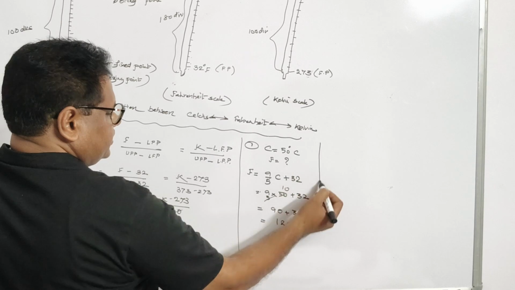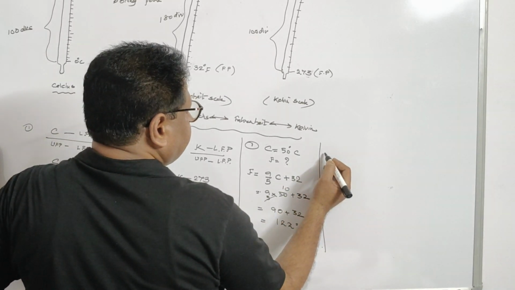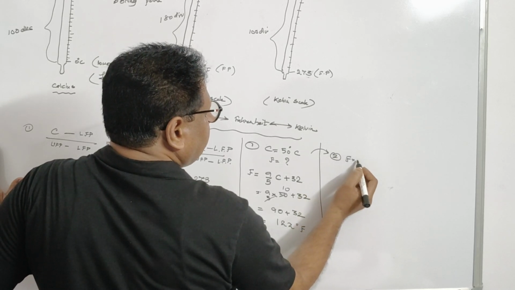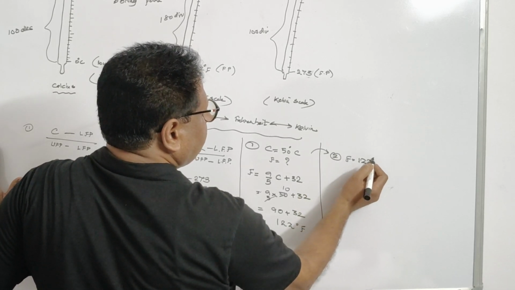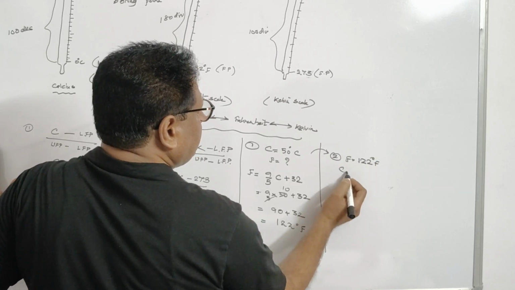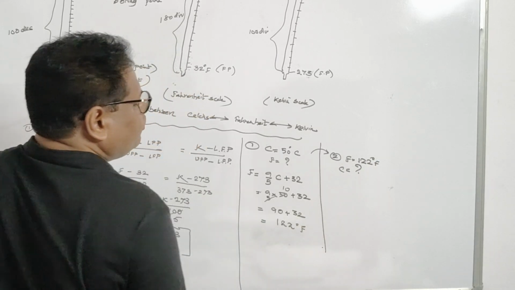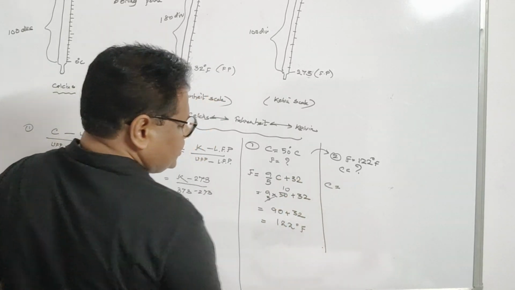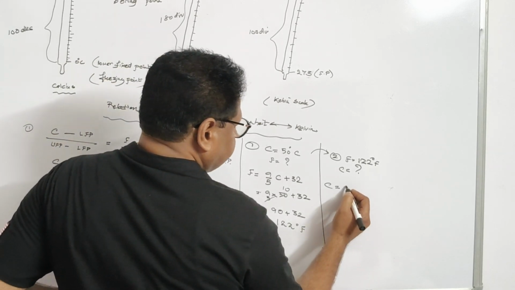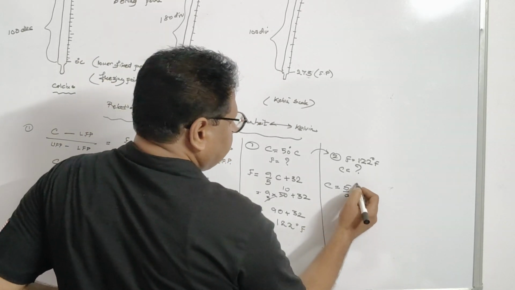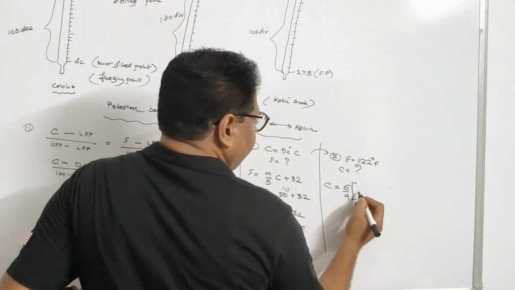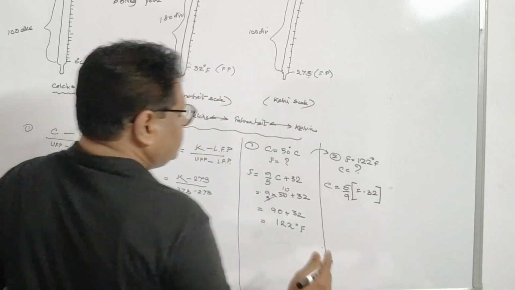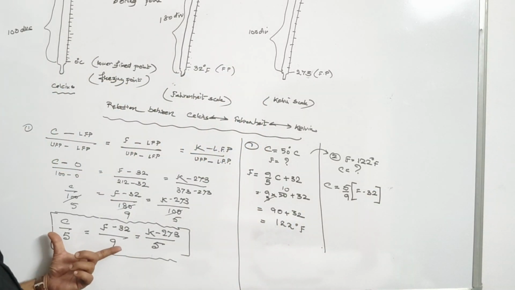Suppose the question is in Fahrenheit. The same question we are discussing. Suppose the Fahrenheit temperature of the body is 122 degree and you want to convert into Celsius. Then what about that conversion? There is a shortcut for this. The value of Celsius temperature equals 5 out of 9 multiplied by F minus 32. Okay?